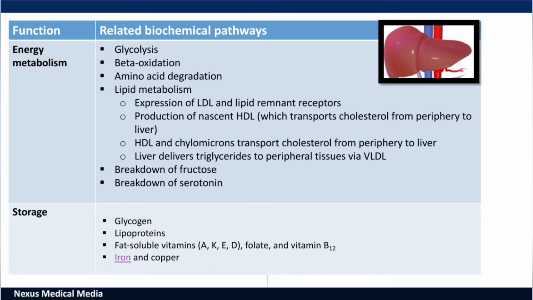Okay. The next function is the storage function. It stores glucose as a polymer called glycogen. Storage of lipoproteins, storage of fat-soluble vitamins, vitamin A, K, E, D. Folate, that's vitamin B9. Vitamin B12, that's cyanocobalamin. Also storage of iron and copper.